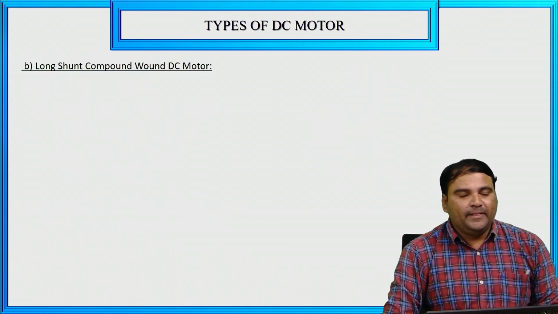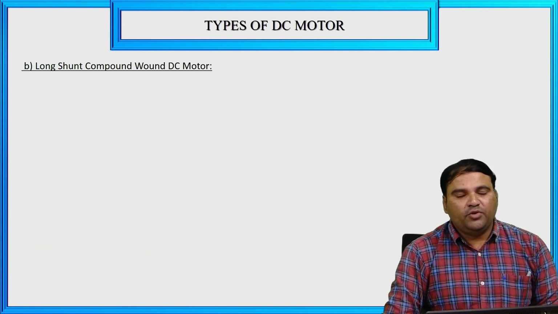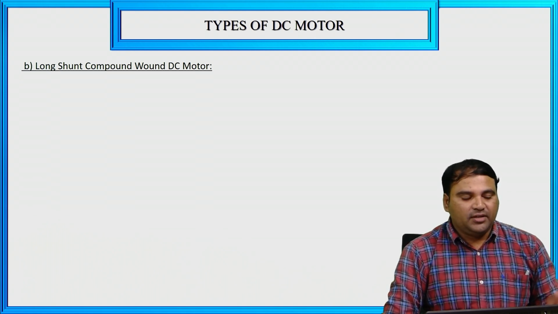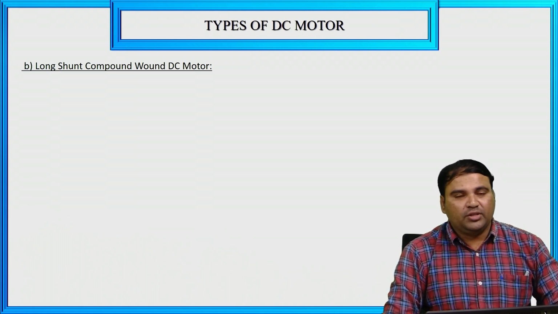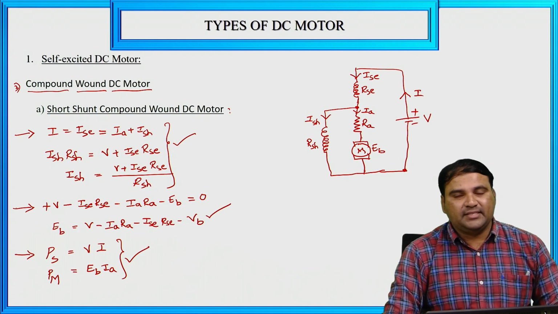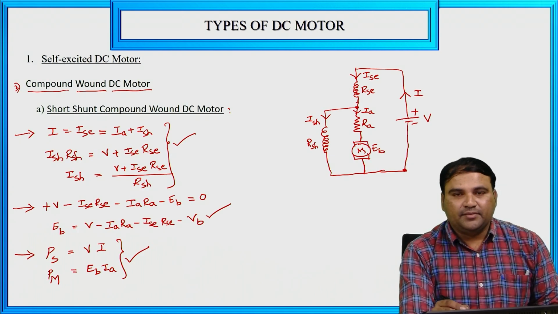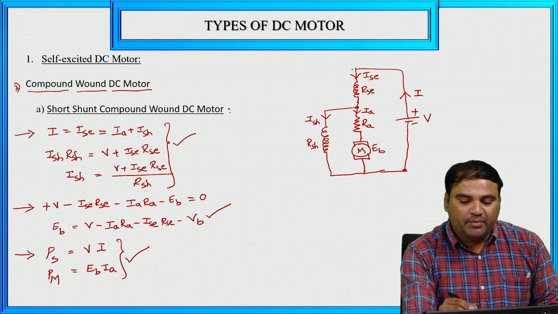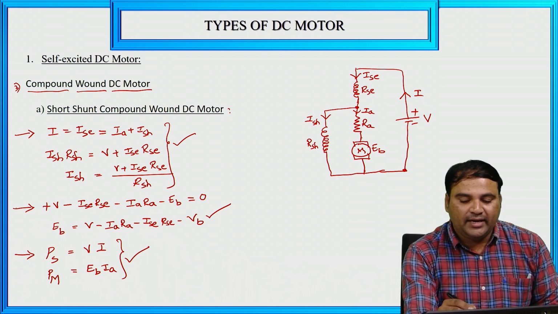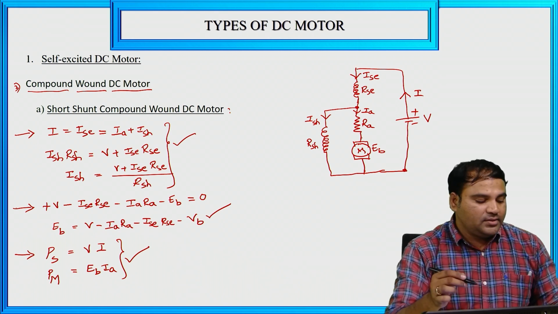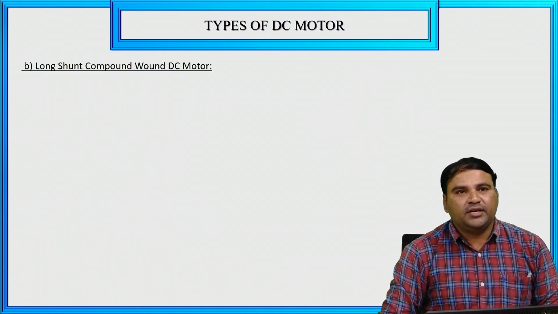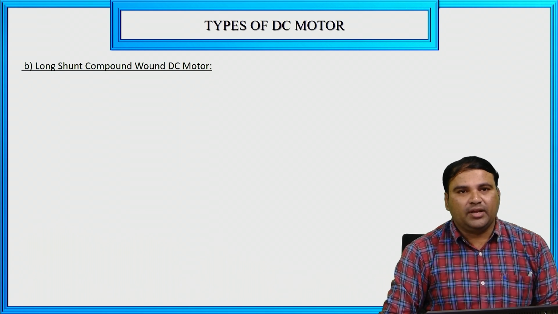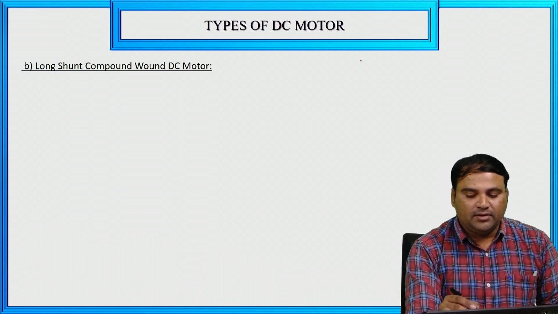So see, the short shunt compound wound DC motor and the long shunt compound wound DC motor are both the same, the only difference is the connection. We have to remove the connection at this point and connect here. Now the circuit belongs to long shunt compound wound DC motor. Okay, here draw the circuit first.